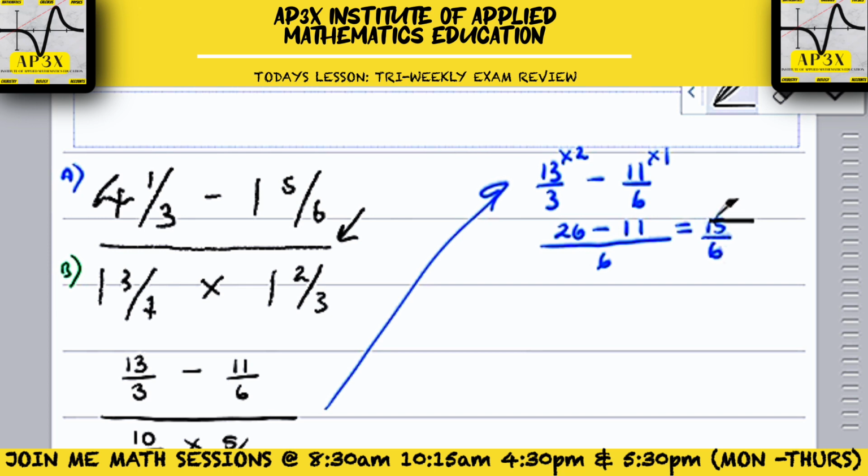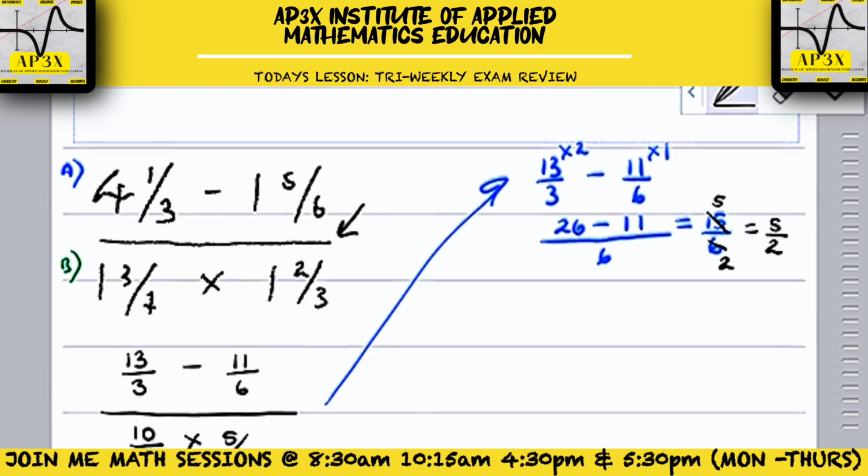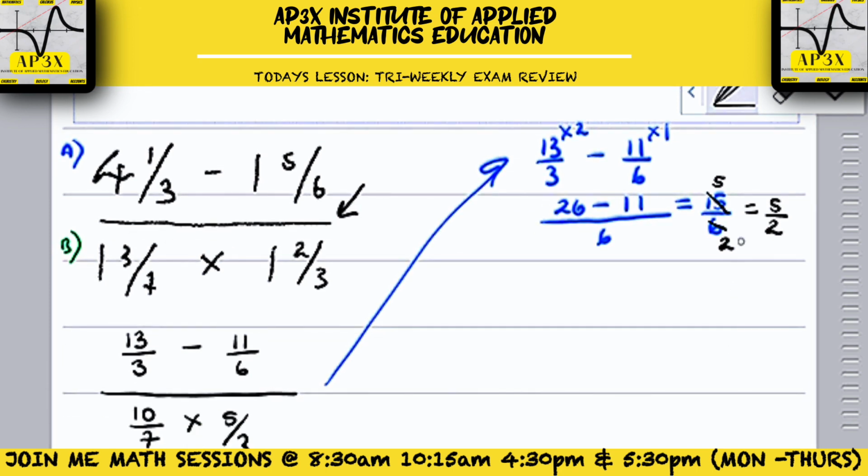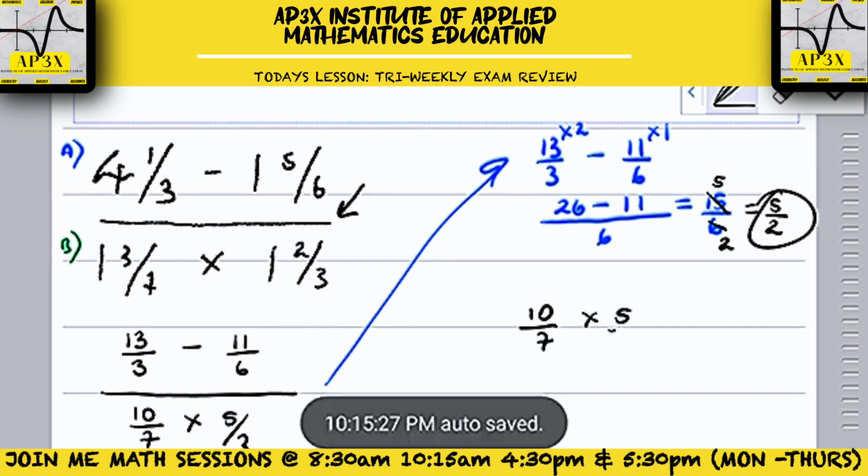And here you can see that 3 will be able to go into 15 5 times, and 3 can go into 6 2 times. So I think it's far more efficient to work with 5 over 2 as opposed to working with 15 over 6. So we're going to be holding on to that particular answer here, and then we're going to be working the bottom part here, which is in fact 10 over 7, and that's going to be multiplied by 5 over 3.